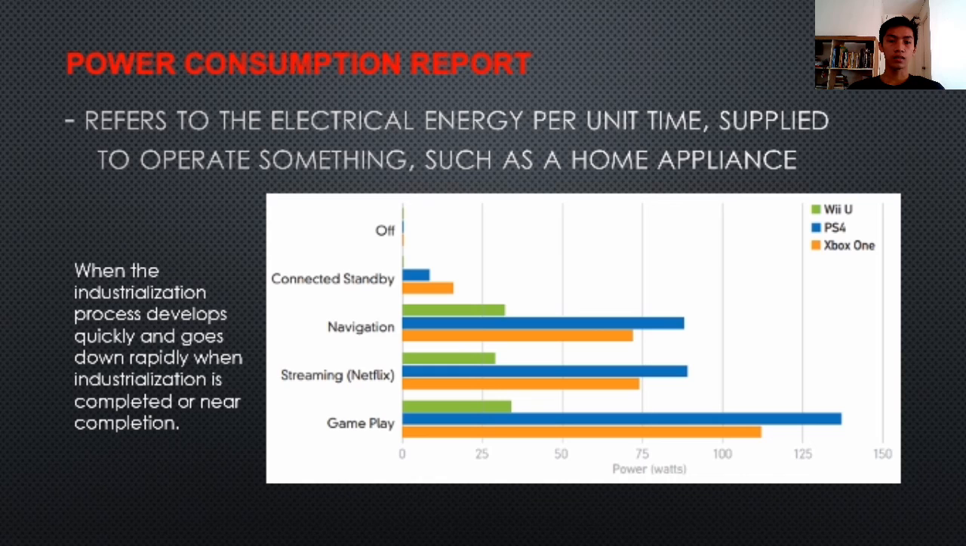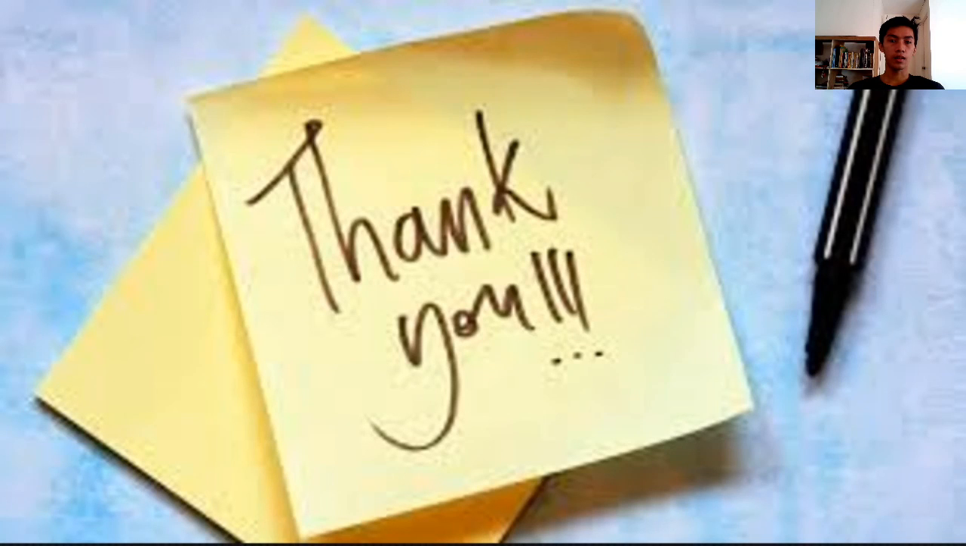When the industrialization process develops quickly and goes down rapidly when industrialization is completed or near completion, there is a need to know about power consumption. So this is the end of my report about the parts of statistical report.